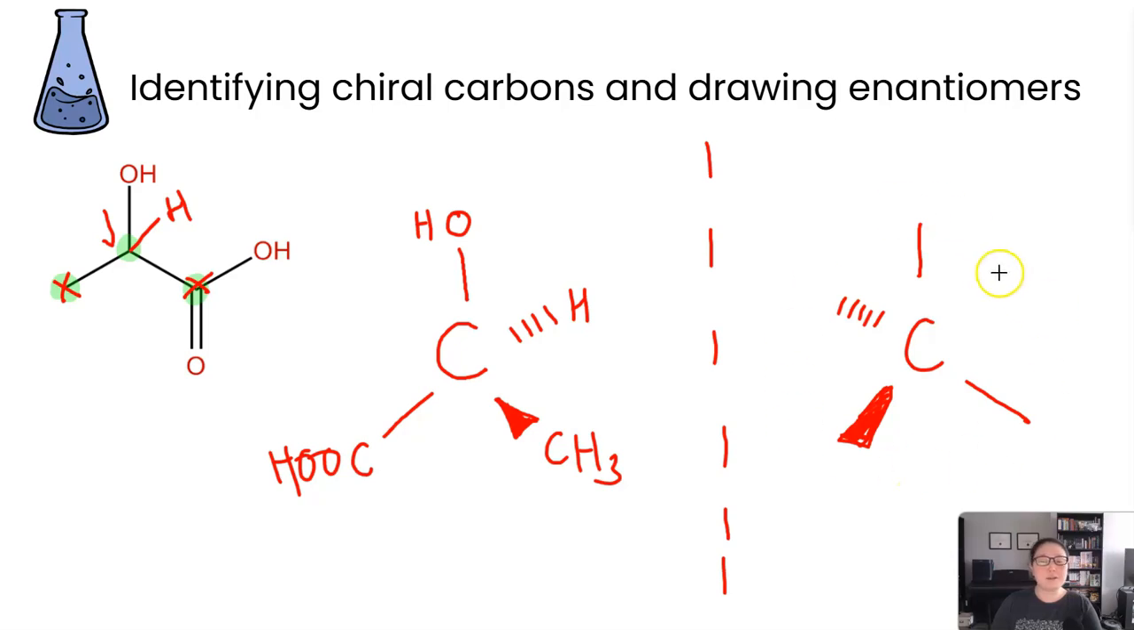From here, once you get this set up, just make sure you're putting everything in the same place that they were in the original. You want to make sure you have that mirror image. So the CH3 is going to end up going here, your H goes here, your OH goes here, and then the COOH goes there. So make sure you don't forget hydrogens, make sure you're using wedges and dashes, make sure they're mirror images of each other.